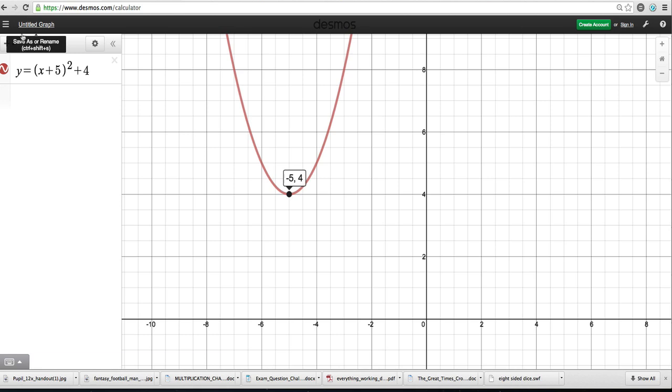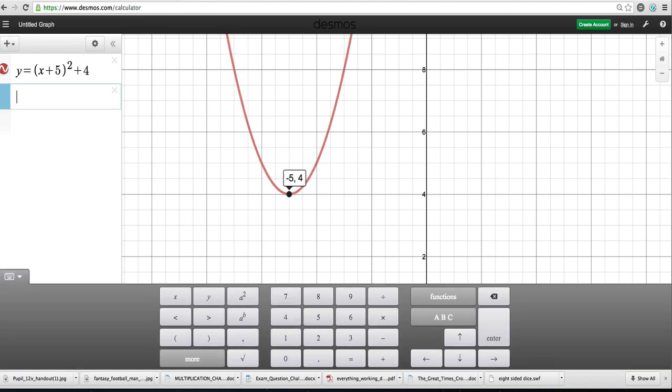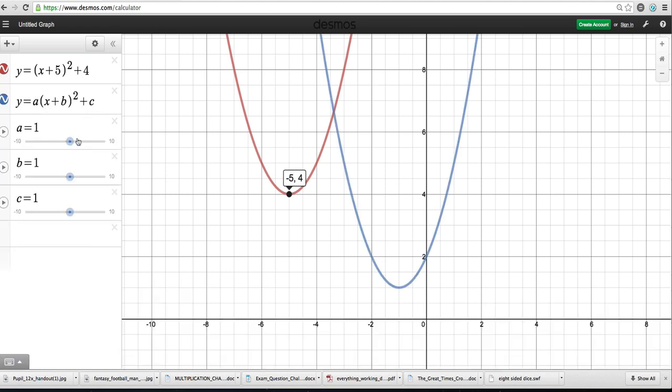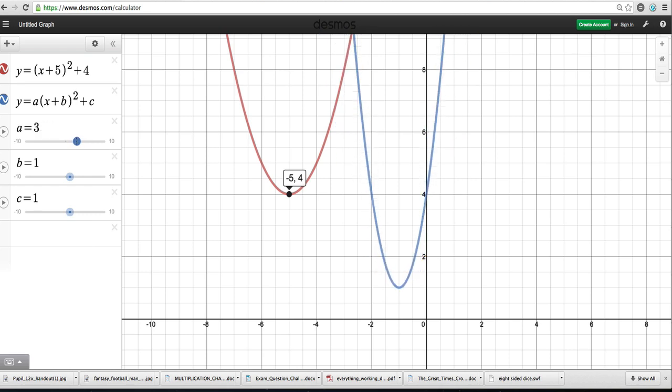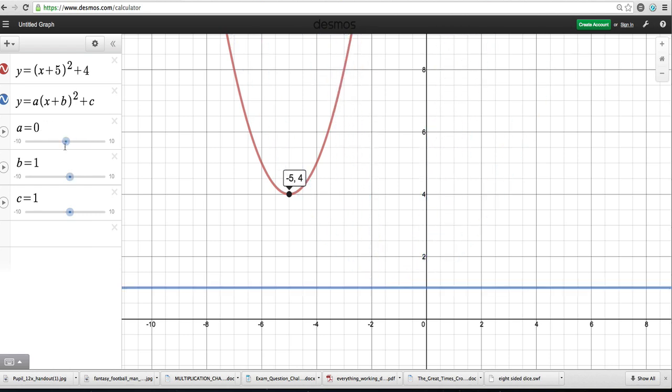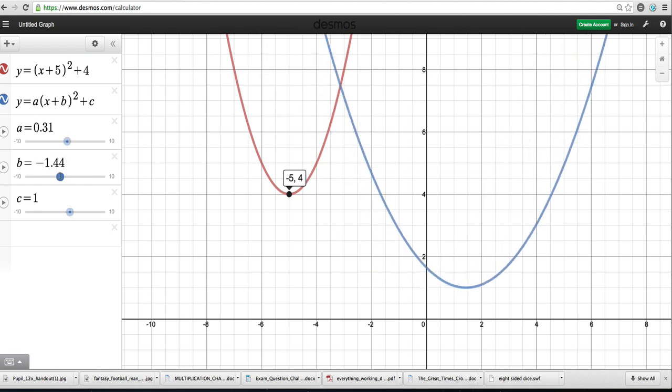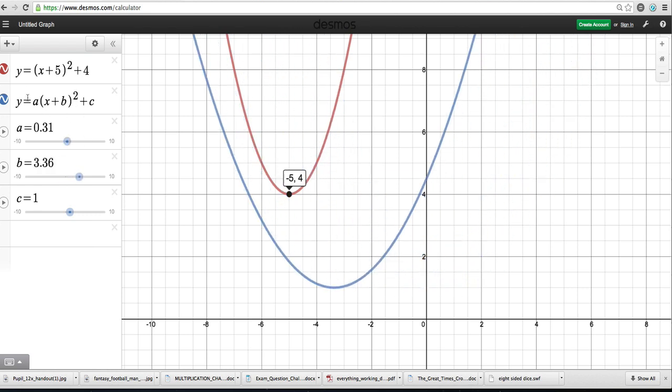Something maybe for you to try. I would suggest typing this into Desmos. y equals a times x plus b all squared plus c. Let's put the equal sign in there. You can add some sliders. You get a general quadratic, and what you can do is change the value of a, change the value of b, and change the value of c, and maybe you can work out what these numbers actually do.